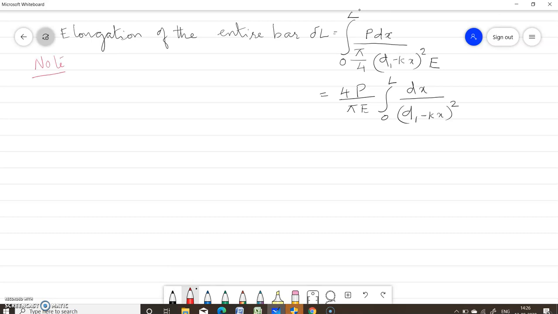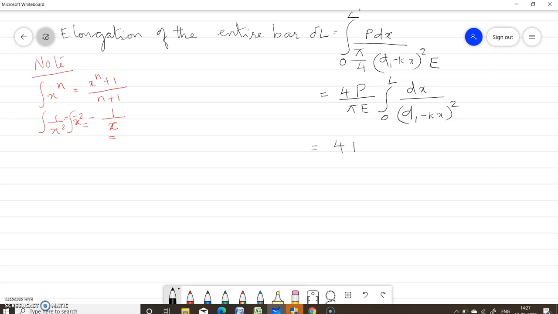Now you know the integral of x raised to n is x raised to n plus 1 by n plus 1. So integral of 1 by x square equals minus 1 by x, because this is actually integral of x raised to minus 2. That is, x raised to minus 2 plus 1 by minus 2 plus 1, that is minus 1 by x.